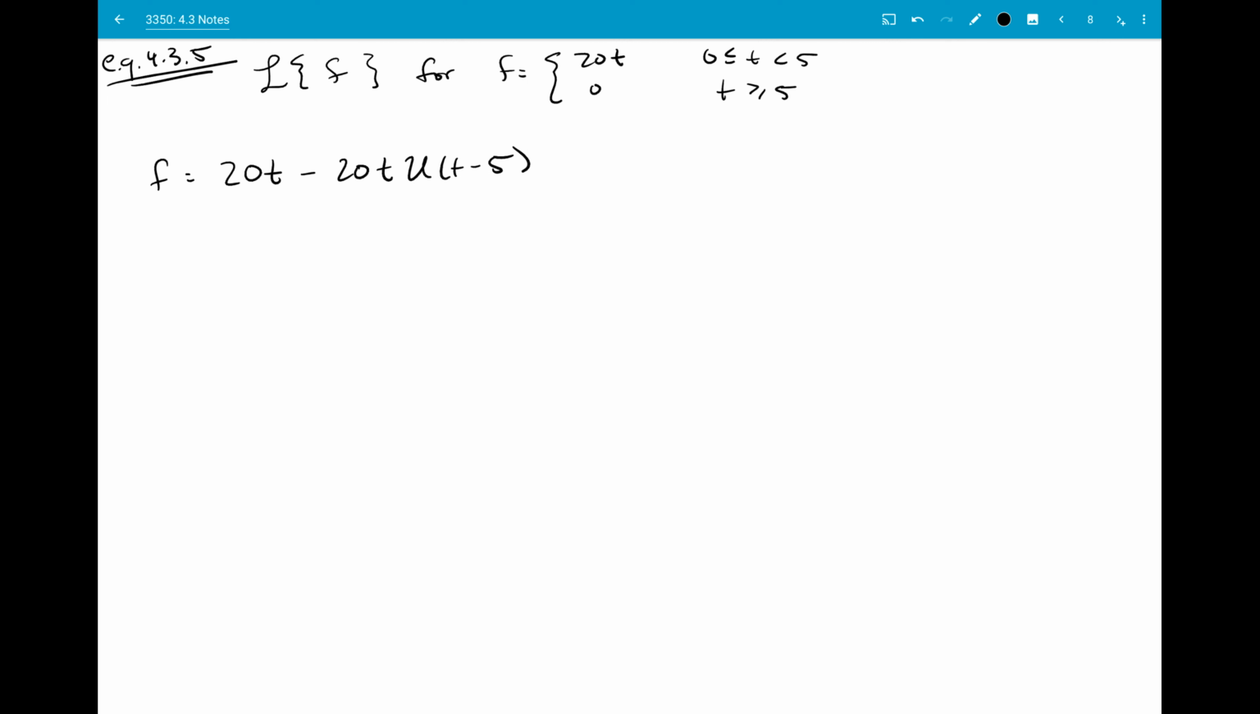When I pass 5. What's going to happen is if we plug in t equals 1, I would get 20 times 1. But this term is 0, so it would just stay at the 20t. But if I plug in t equals 10, then I would get 200 there. But then u of t minus 5 is 1, so this would be 200, and then I would get 0. So this works for my function f.